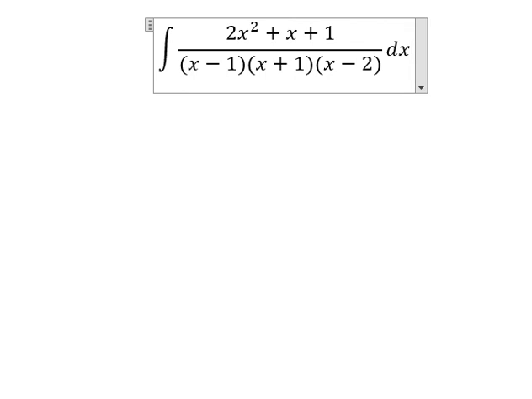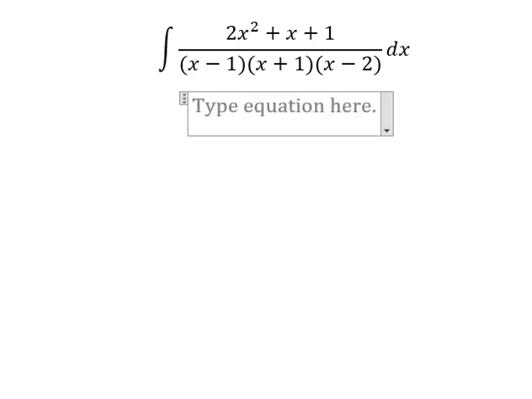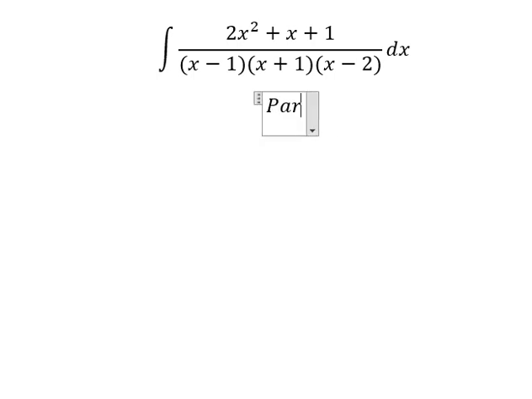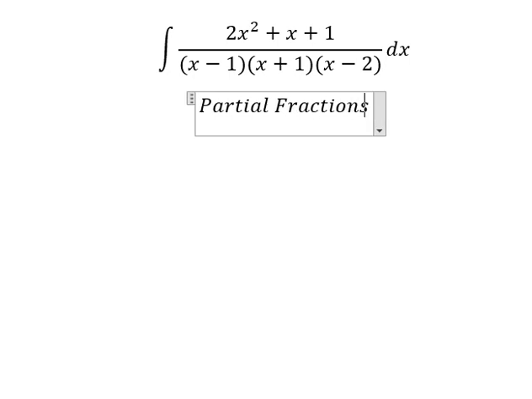Hello everybody. So today I will talk about calculus. The topic today is about integration. So now I will show you how to answer. We need to use partial fractions.